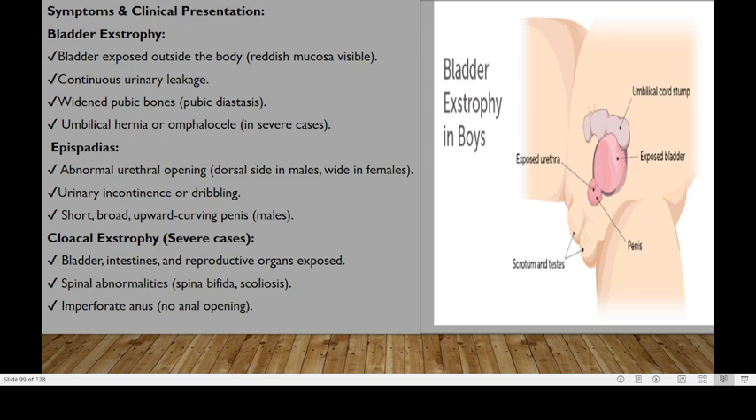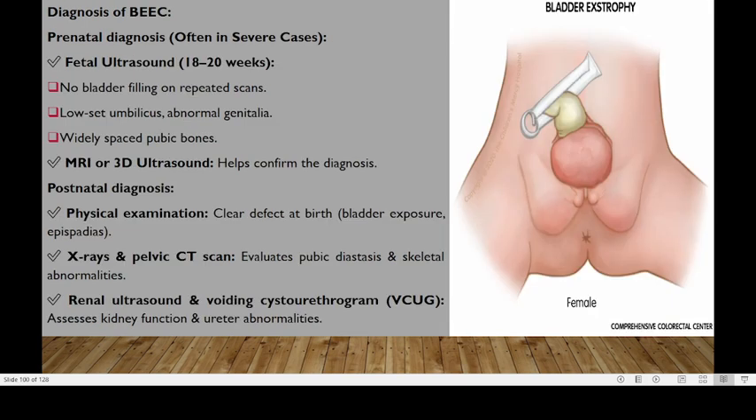Epispadias, hypospadias, right? Cloacal exstrophy, of course, you've said is the most severe form. So here the bladder, intestines, and reproductive organs are exposed. Patient could also present with other spinal abnormalities like spina bifida or scoliosis, imperforate anus, right? No anal opening. In terms of diagnosis, prenatal diagnosis is often made in severe cases. So we can do a fetal ultrasound between the 18th to 20th week, where we'll see no bladder filling in repeated scans, low set umbilicus, abnormal genitalia, and widely spaced pubic bones.